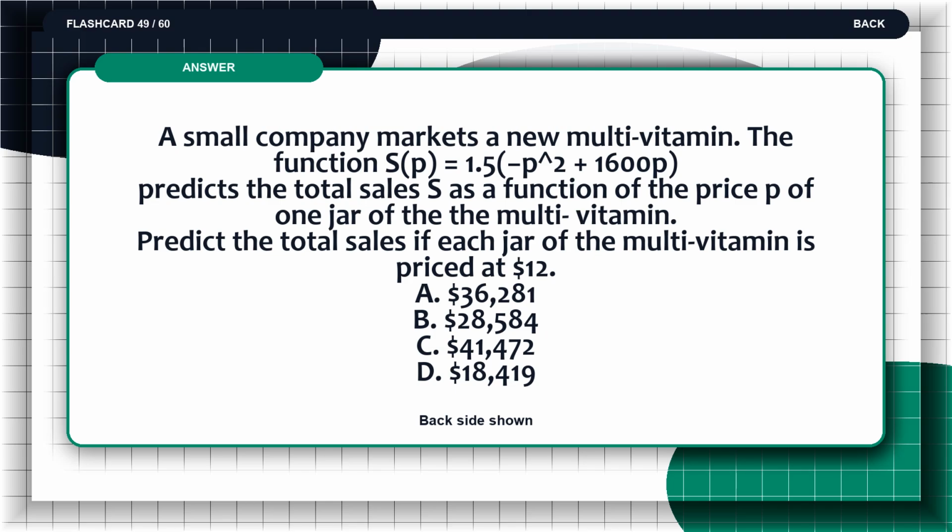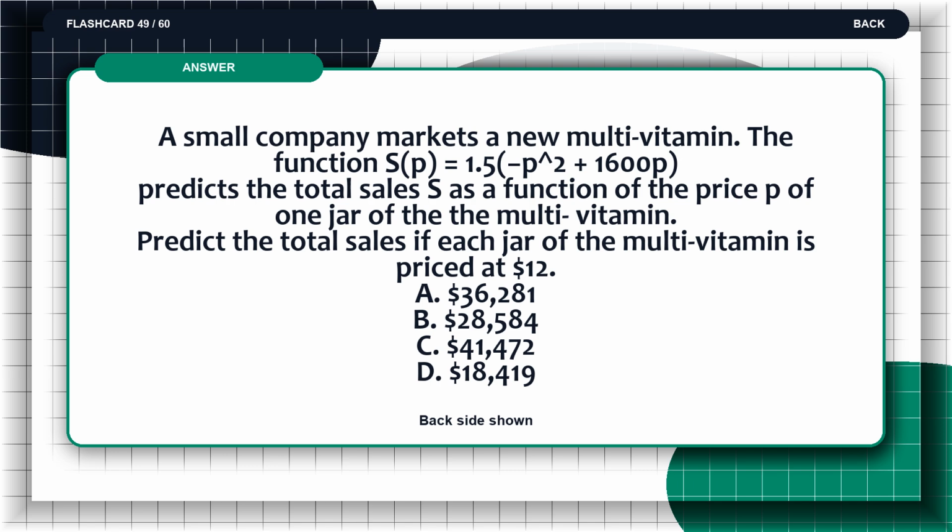The answer is, a small company markets a new multivitamin. The function S(p) equals 1.5 times (-p² + 1600) predicts the total sales. S is a function of the price p of one jar of the multivitamin. Predict the total sales if each jar of the multivitamin is priced at $12.